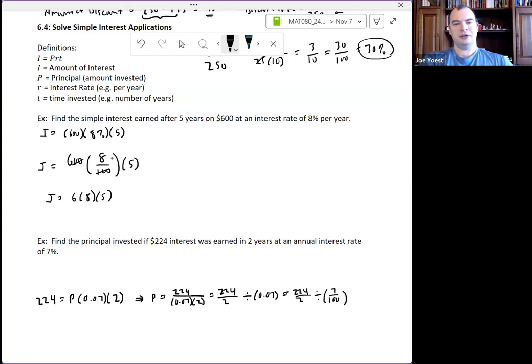And I guess I can do 5 times 8 is 40. 6 times 40 is $240. So the simple interest earned over 5 years on a principal of 600 at a rate of 8% per year would be $240.